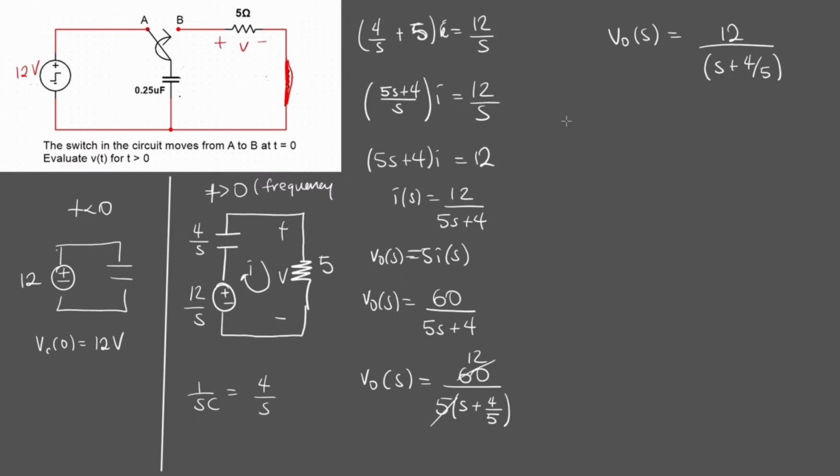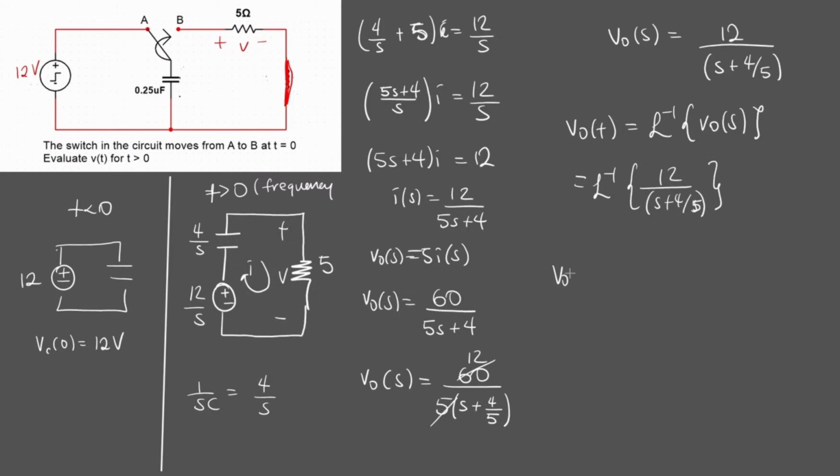Alright, we can take the inverse Laplace. So V naught as a function of time, we know this is the inverse Laplace of V naught as a function of s, which is equal to the inverse Laplace of 12 over s plus 4 over 5. Okay, so that's going to give us 12 e to the minus 4 over 5 t volts.